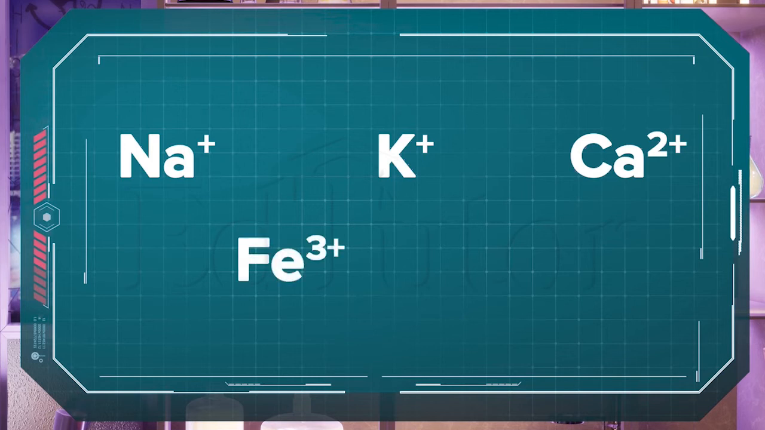How about the iron 3+ ion? How many electrons do you think it has lost? That's right, it lost 3 electrons. Now you can easily know that the tin 4+ ion has 4 fewer electrons.